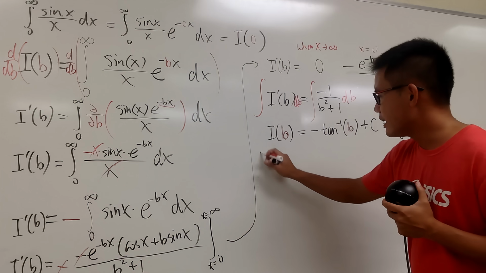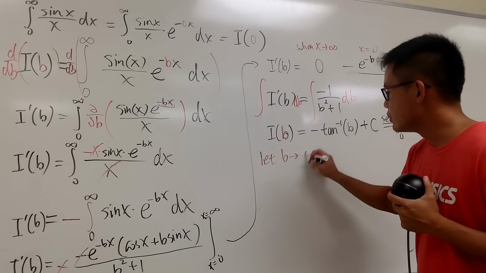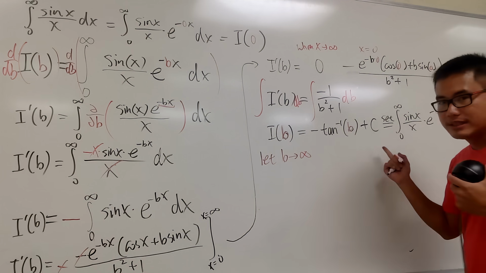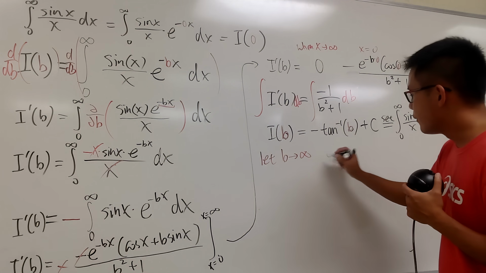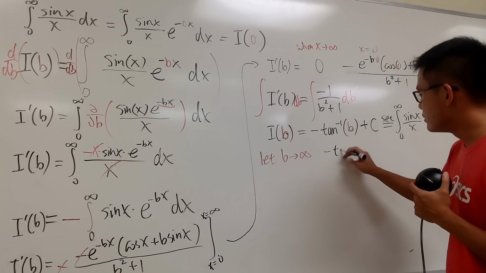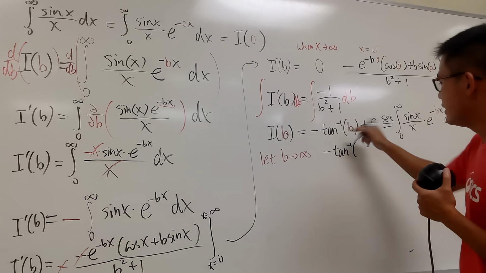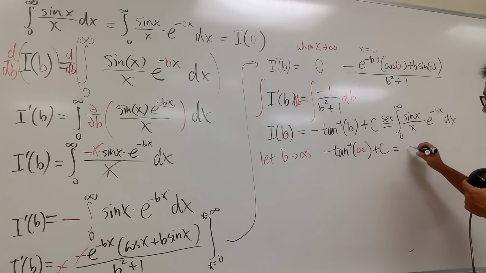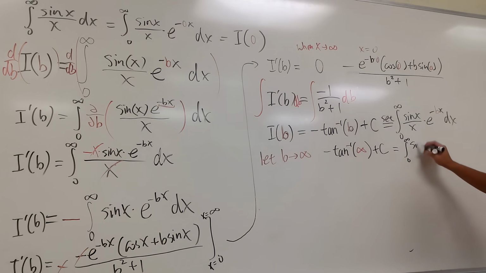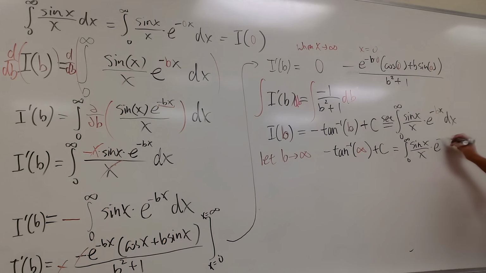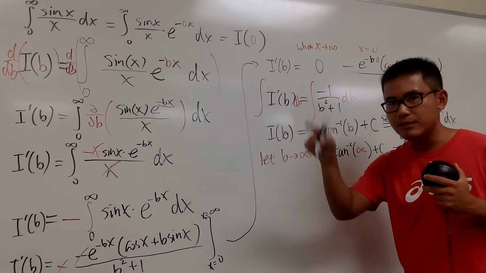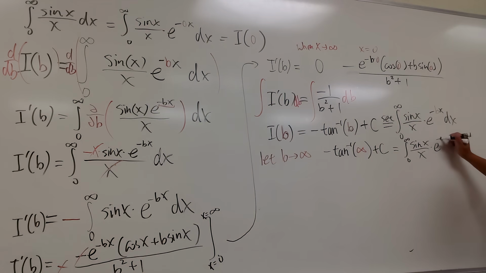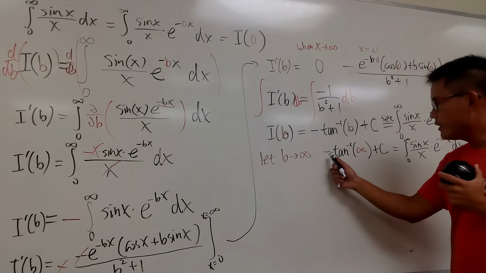So right here, let me just write it down. I am going to let b go to infinity. I'm going to write this down for you guys as follows. Right here, we'll first have negative inverse tangent, and let me just put infinity inside. Hopefully you guys don't mind this notation, all right? And then plus c, and this has to be the integral from 0 to infinity of sine x over x, and we will have multiplying this by e to the negative, b goes to infinity. Let me just put the infinity right here, okay? And then the x next to it, and then the dx. Can we figure this out?